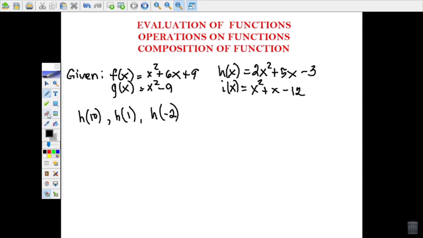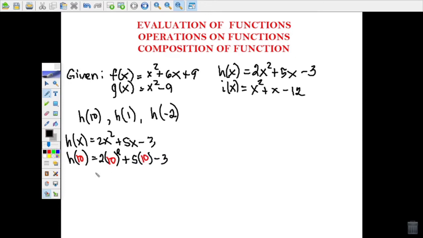Okay, so first, copy mo yung given. h of x is equal to 2x squared plus 5x minus 3. Again, ang hinahanap natin ay h of 10. So, ang value ni x ay magiging 10. Therefore, 2 times itong x na 'to magiging 10, then we have squared, plus 5 times x is again 10, then minus 3. Then, simplify.